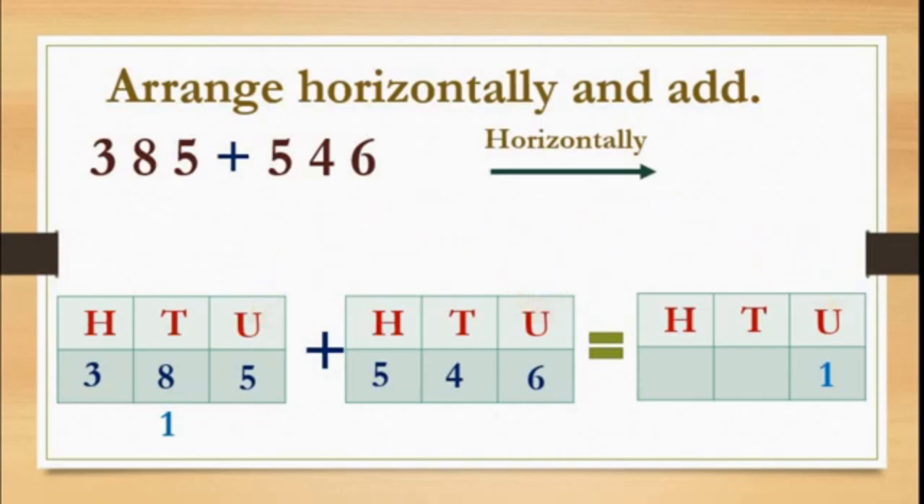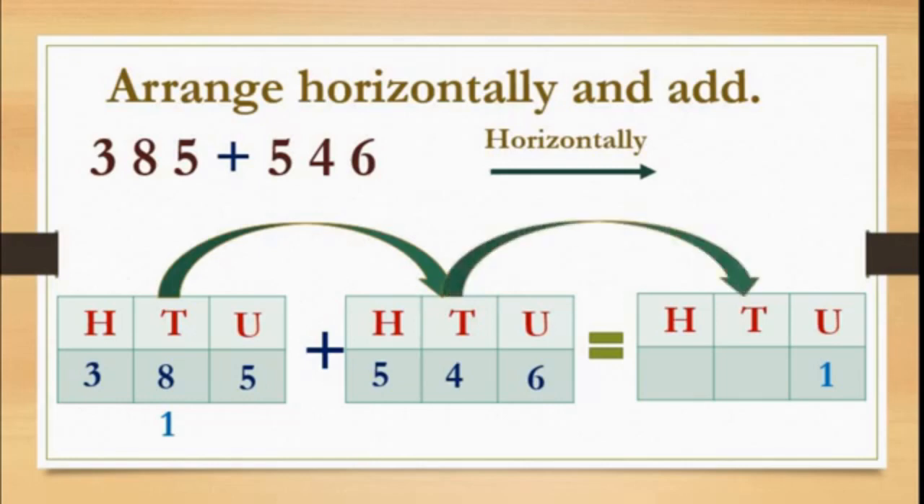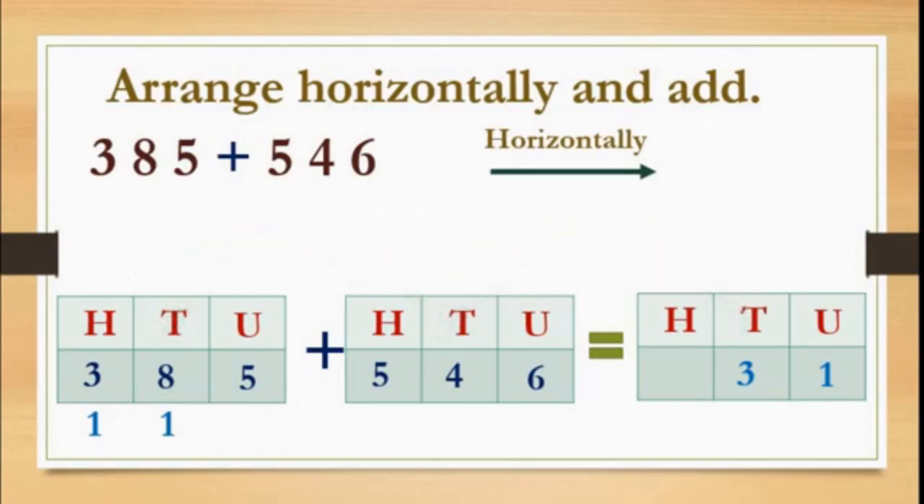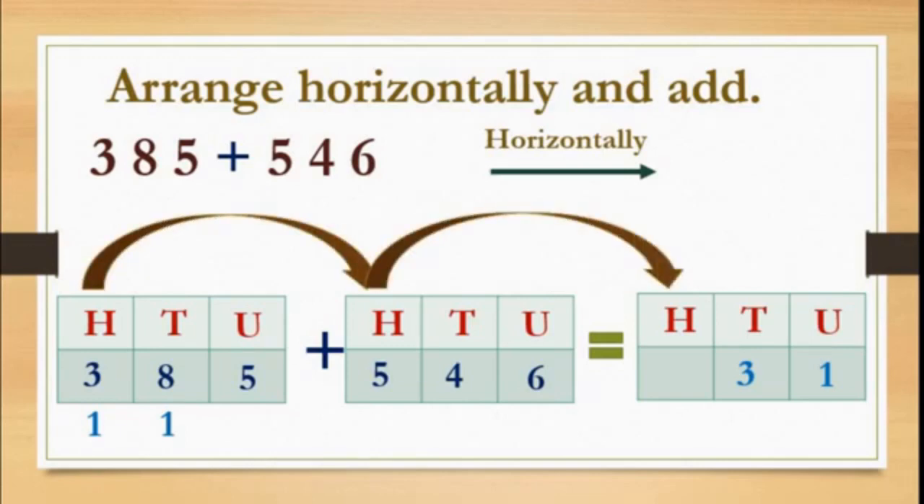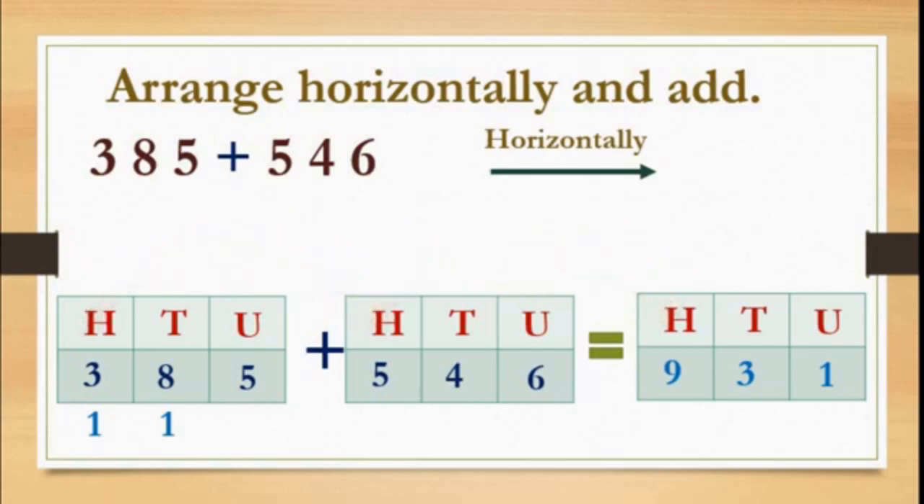Okay, the next is the tens place. See this, 8 plus 1 plus 4. Not to forget that 1. Then what is the answer? 13. 3 we will write in the tens place and 1 is carried over to the hundreds place. Now we will move to the hundreds place. What is there? 3 plus 1 plus 5. Okay, it is 9. Where will we write? We will write in the hundreds place. Remember this.